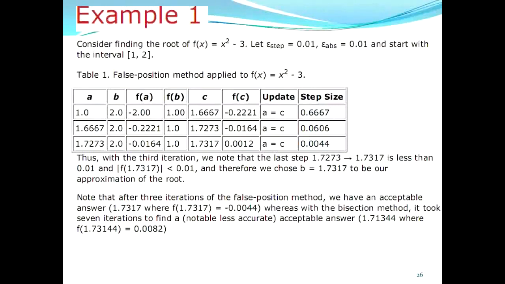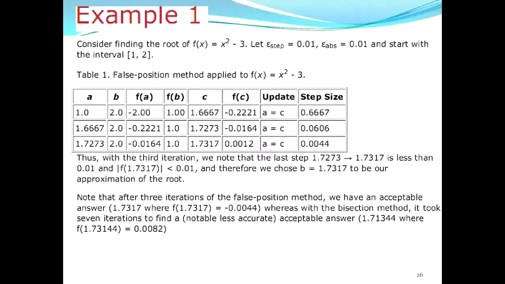So f of 1 is minus 2, and f of 2 is 1. That makes it opposite sign, so you can apply the Regula Falsi method here. C is extracted from the formula: a times f of b minus b times f of a, divided by f of b minus f of a. So a is 1 times f of b.